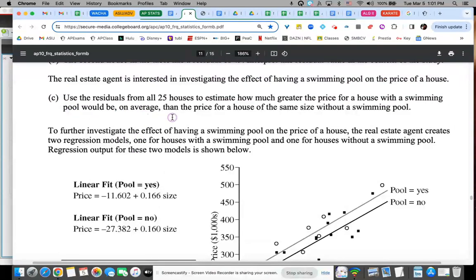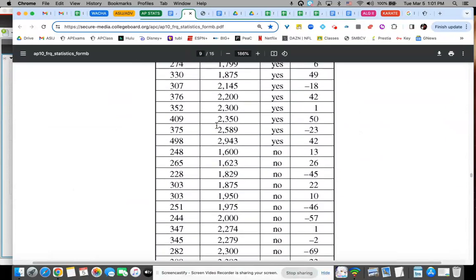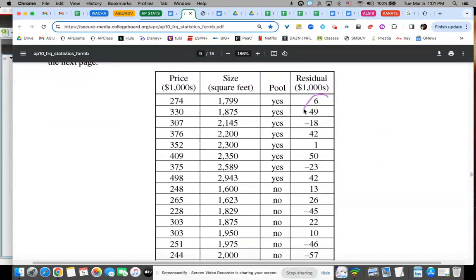So use the residuals from all the 25 houses to estimate how much greater the price for a house with a swimming pool would be on average than the price for without a swimming pool. Okay, so all you're doing is going to the chart, looking at all the houses that have swimming pools, all these residuals, and you're going to do the average of those. So yeah, there's a little typing here. You got to add all those numbers up and then divide by 8, right? 1, 2, 3, 4, 5, 6, 7, 8, right? And get an average residual. Make sure you remember it's in thousands of dollars.